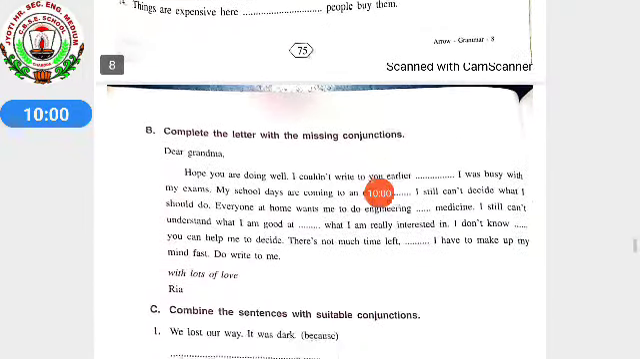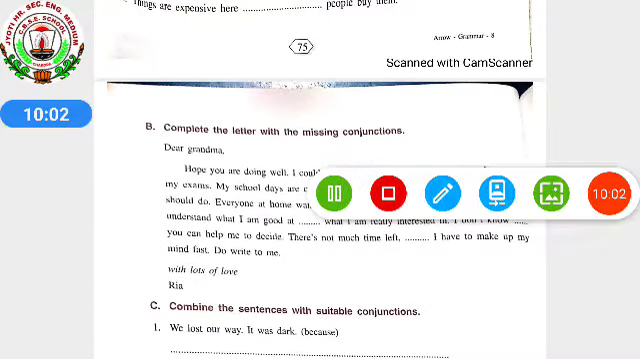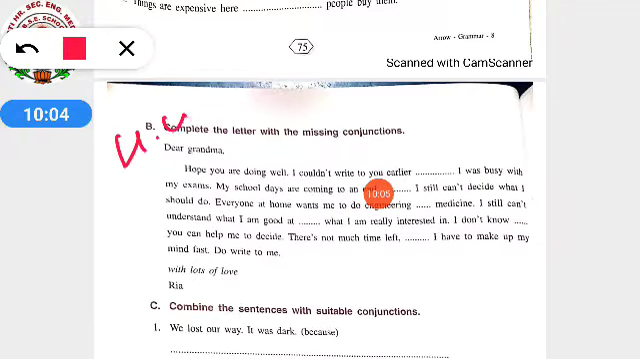Next, complete the letter with the missing conjunction. This will be your homework, as you have to use suitable conjunctions according to the letter matter. The matter given here for the letter, you have to read and then complete your sentences. So I'll be reading it for you. Complete the letter with the missing conjunctions.